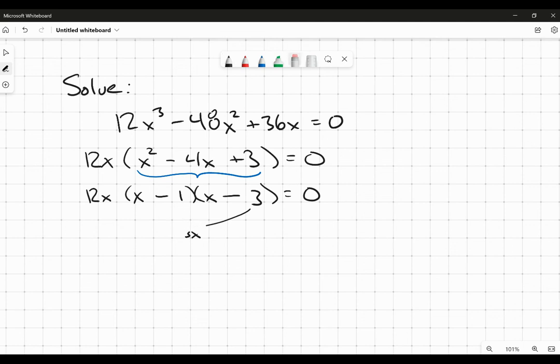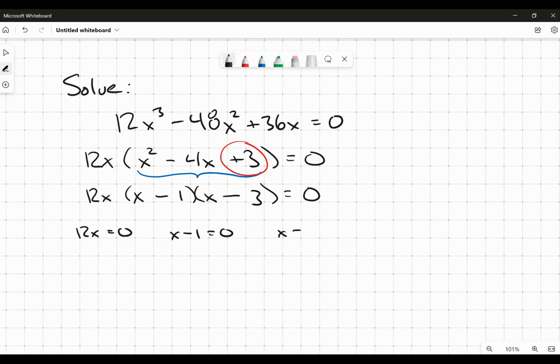Now that I've made that choice here, I know that my sum is going to be negative 4. I've got to just check to make sure that my product there now is going to be positive 3. And negative 1 times negative 3 is positive 3. So that works. Okay, so I've got it factored down here. So now I've got what's essentially these three factors here.